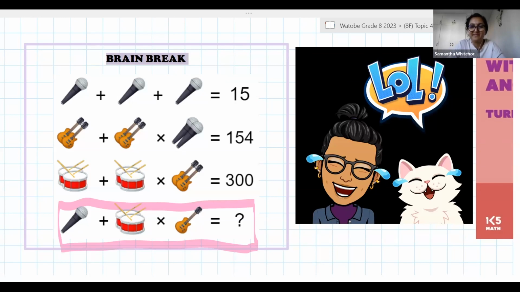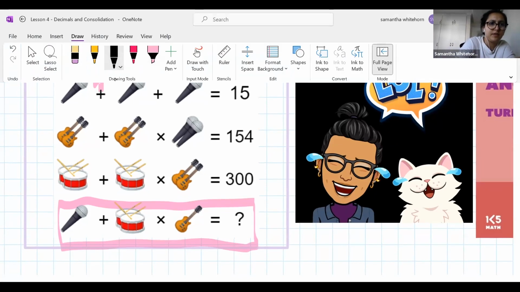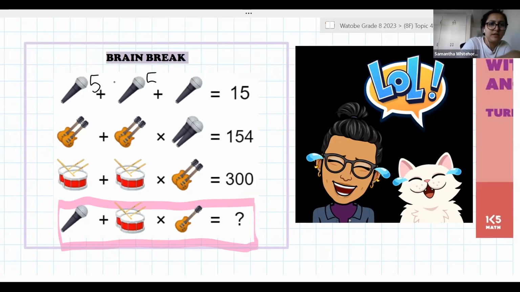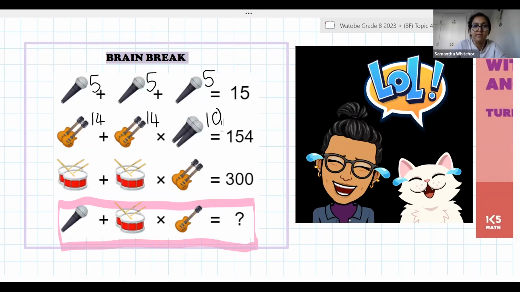Yeah, the first one is 5 plus 5 plus 5. It's 15. The second one is 14 plus 14 times 10. It's 154. So the third one is 20 plus 20 times 14 equals 300.